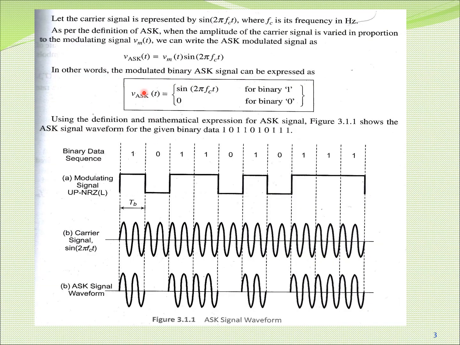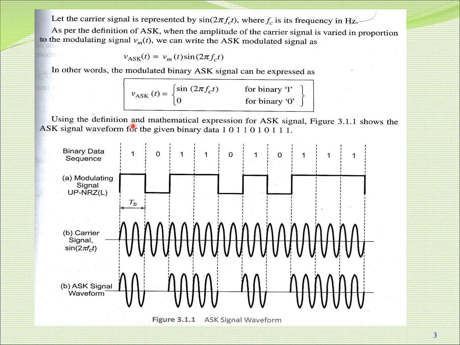Now, if I take the representation as a mathematical expression, the carrier signal is represented by sine omega ct, or omega c can be replaced by 2 pi fc, where fc is the frequency in hertz. As per the definition of ASK, when the amplitude of the carrier signal, which is analog, is varied in proportion to the modulating signal Vm of t, then the ASK output, or modulated signal, can be written as Vm of t, which is the amplitude, times sine 2 pi fct.